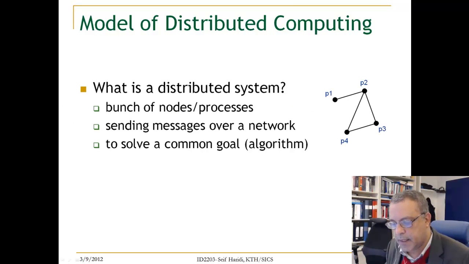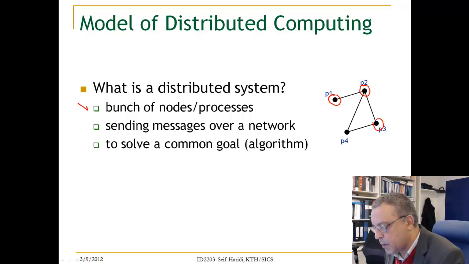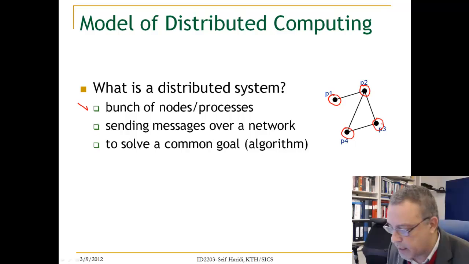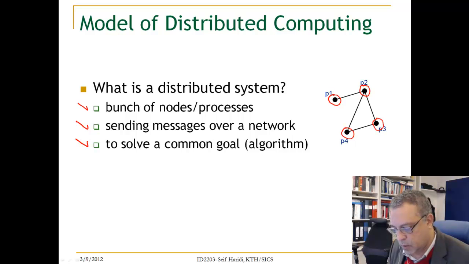A distributed system is a set of nodes or processes. They send messages over a network. So here we have a system consisting of 4 nodes. And these nodes are connected by channels, and they send messages to each other over these channels. And they're supposed to work together to solve a certain common goal.